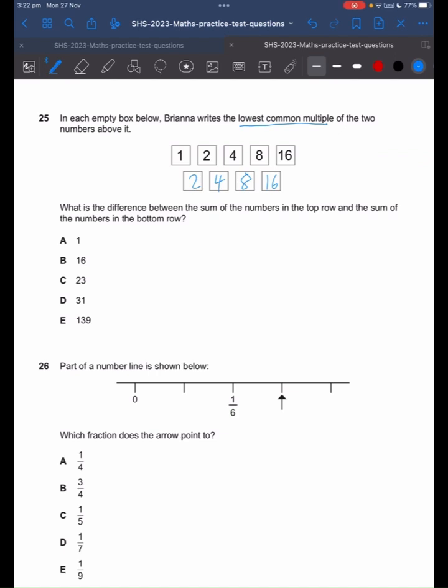Now we want to know the difference between the sum of the numbers in the top row and the sum of the numbers in the bottom row. Now instead of adding them all together and then subtracting it, since they're the same numbers, we can cancel them out. So we'll be left with 1. So the answer should be A.